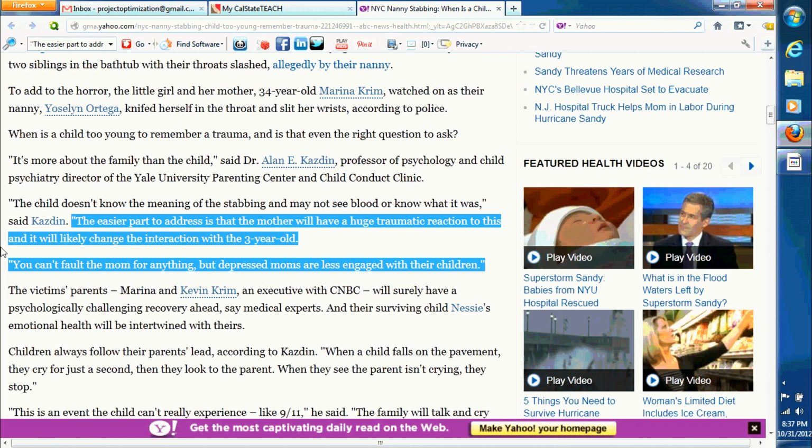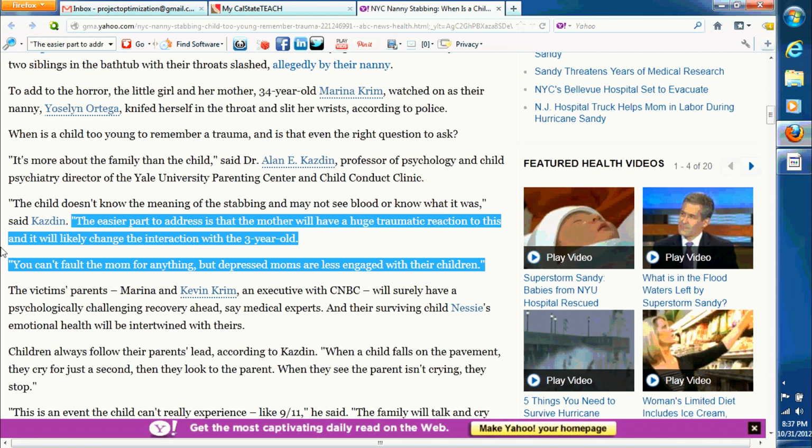And again, notice that the effect of the first conditional proposition is the cause of the next conditional proposition. And then notice again with the final conditional proposition that I presented, the final conditional proposition consists of the cause of the first conditional proposition, if a mother has a huge traumatic reaction, and the effect of the second conditional proposition: she will be less engaged with her children.